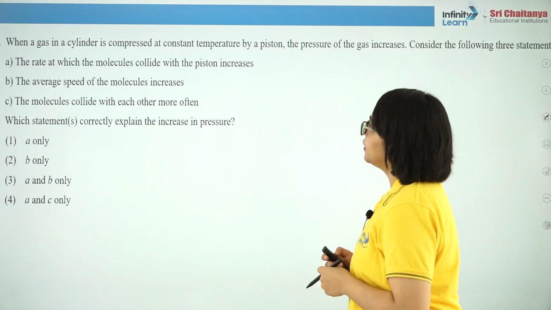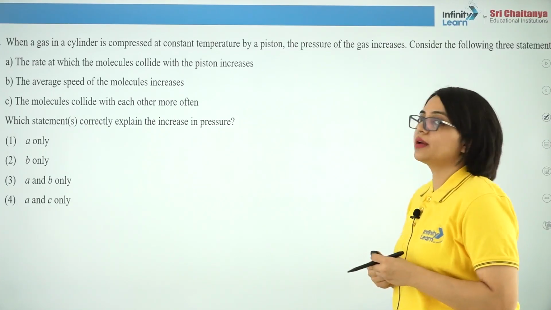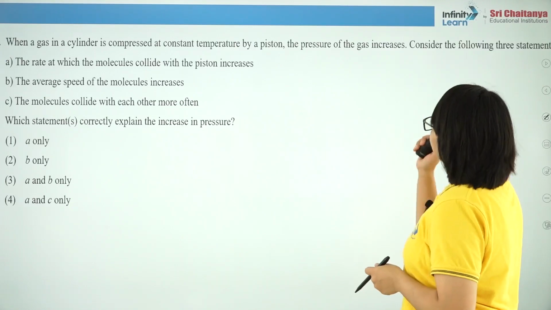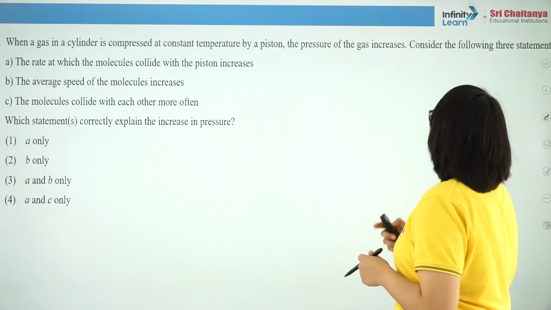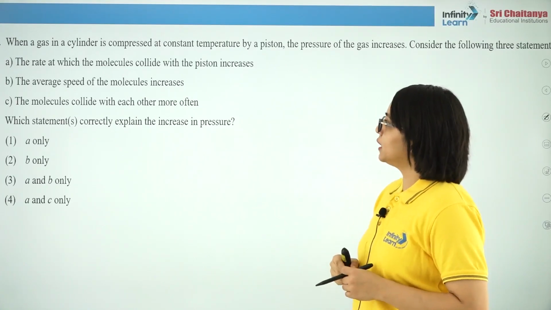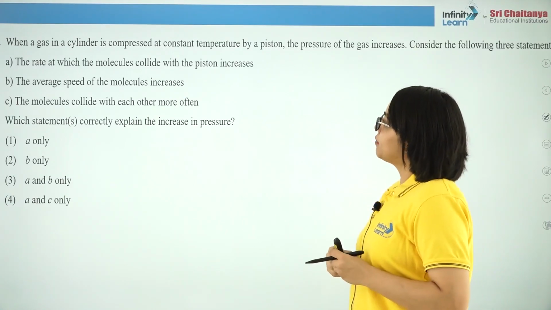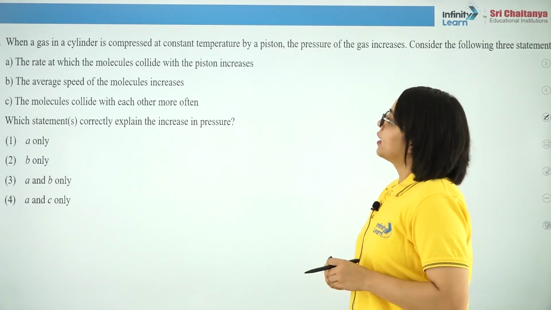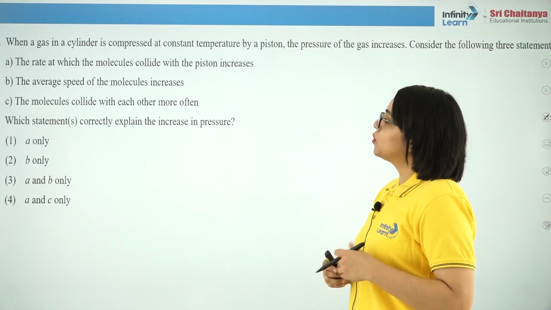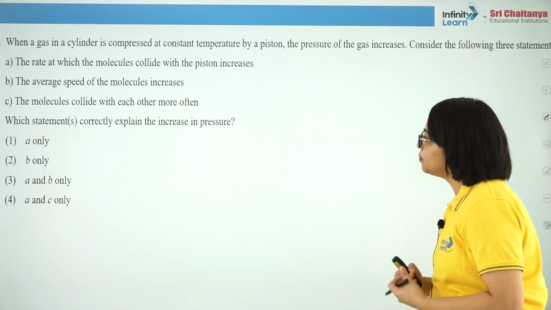Next is 139, when a gas in a cylinder is compressed at constant temperature by a piston, the pressure of the gas increases. Consider the following three statements. Statement 1, the rate at which the molecules collide with the piston increases. Statement 2, the average speed of the molecule increases. Statement 3, the molecules collide with each other more often. Now, which of the following statements correctly explain the increase in pressure?